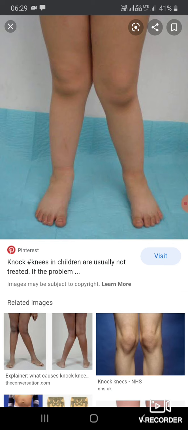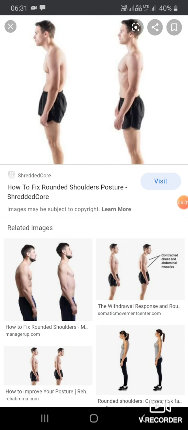Now we have to talk about the corrective measure. Because knock knee means the knees touch, we have to do a practice of horse riding, Padmasana, Sukhasana, and these types of persons have to keep a pillow between both knees and practice regularly. Okay, next is round shoulder.